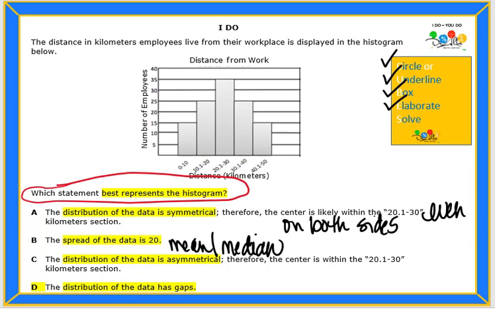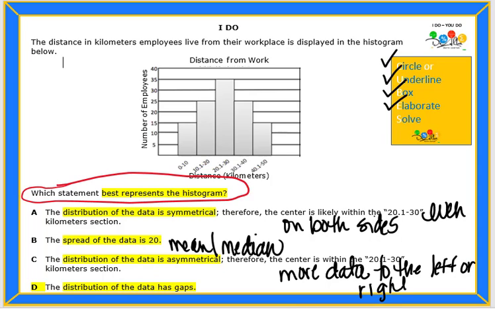Distribution of the data is asymmetrical. More data to the left or right. The distribution of the data has gaps. Space in between.